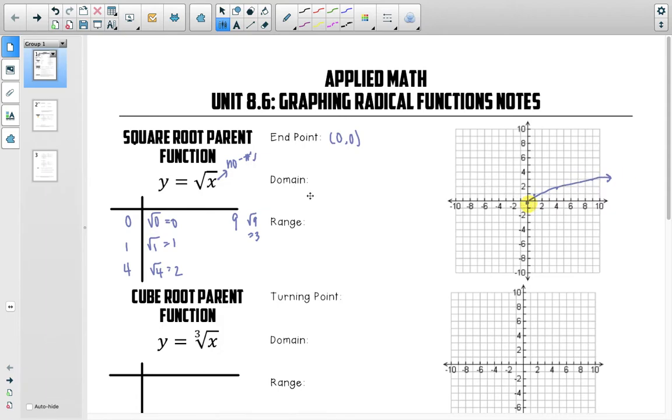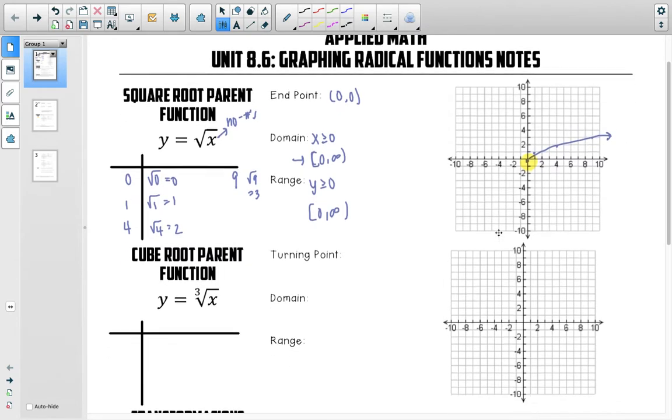You can either write it as x is greater than or equal to 0, or, the way I kind of expect, from 0 to infinity, with a bracket on the 0, because you can get 0. For the range, you can't go any lower than 0. So you'd say y is greater than or equal to 0, or the easier way is saying from 0 to infinity, because this graph will keep going up, it just won't go up very fast.